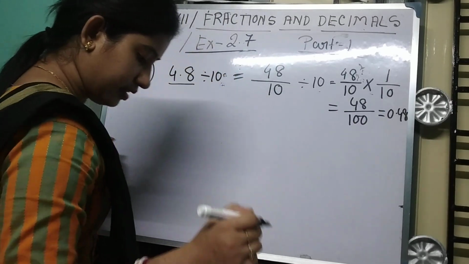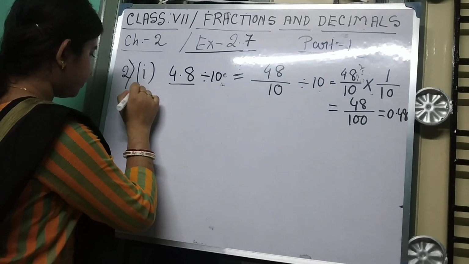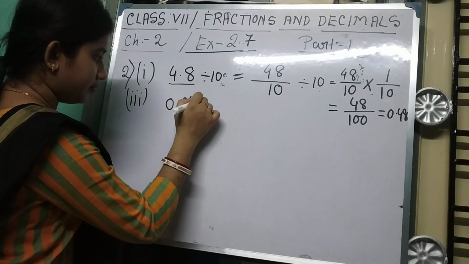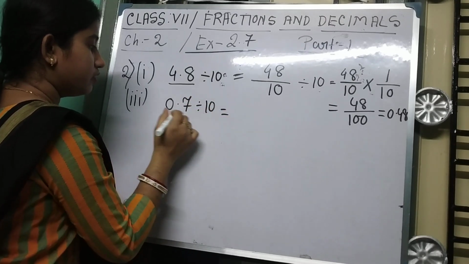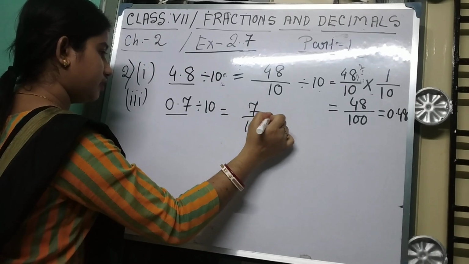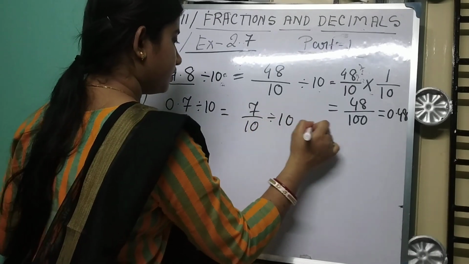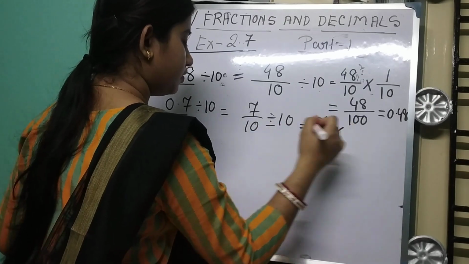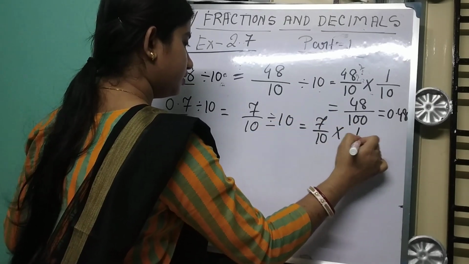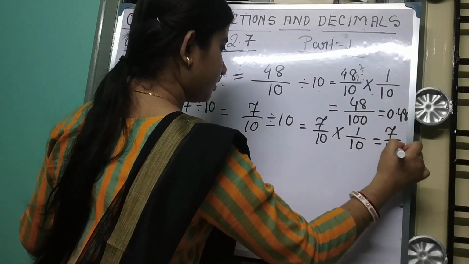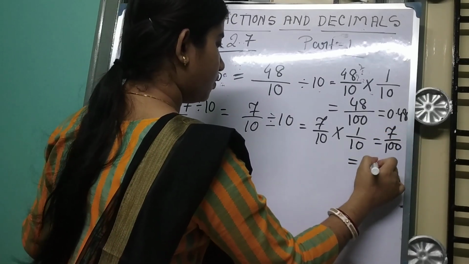Now next number 3. 0.7 divided by 10. So this is equal to 7 by 10 divided by 10. So 7 by 10 into 1 by 10, that means 7 by 100. So this is 0.07.